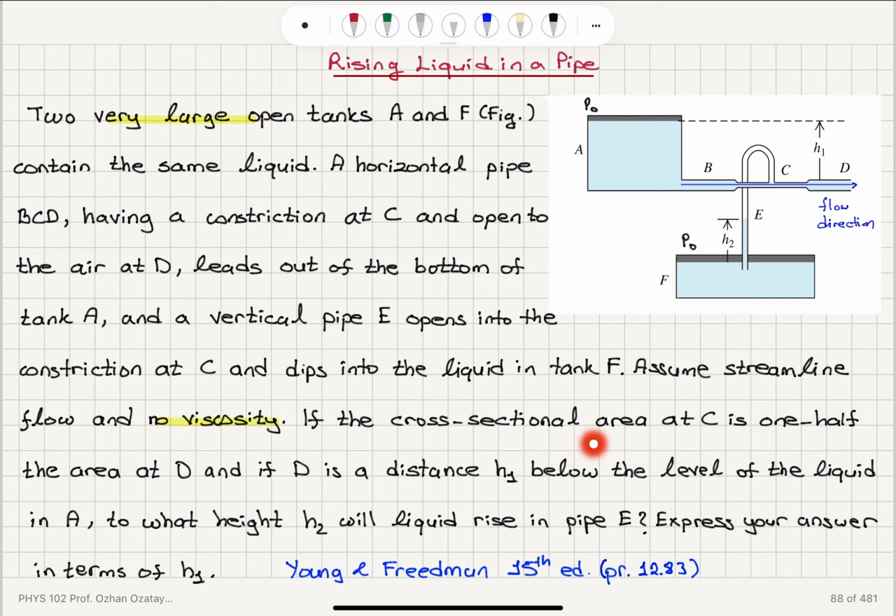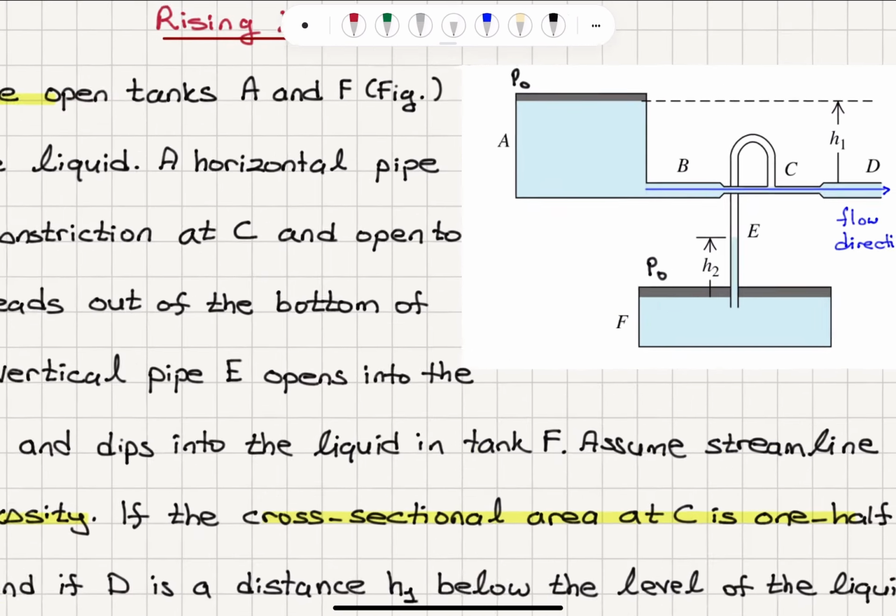If the cross-sectional area at C is 1/2 the area at D, and D is a distance h1 below the level of the liquid in A, as you can see in the figure, to what height h2 will the liquid rise in pipe E? Express your answer in terms of h1.